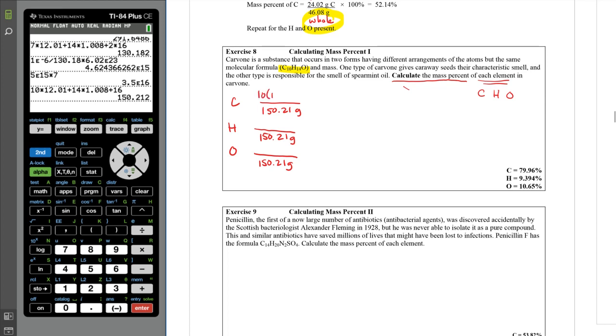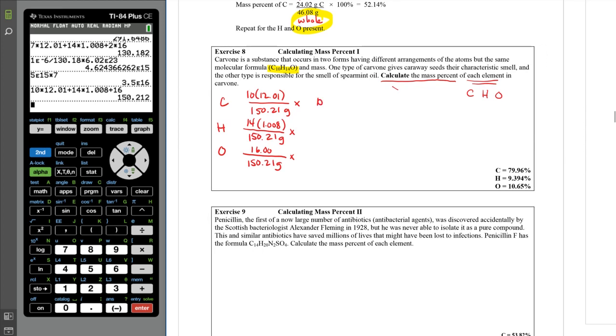That's 10 times 12. On the hydrogen, 14 times 1.008. And for the oxygen, simply 16. And for each of these, since we want a percentage, as is almost always the case, when calculating percentage, you'll take it times 100. Okay? So each of those times 100 will give us a percentage, percent carbon, percent hydrogen, and percent oxygen.